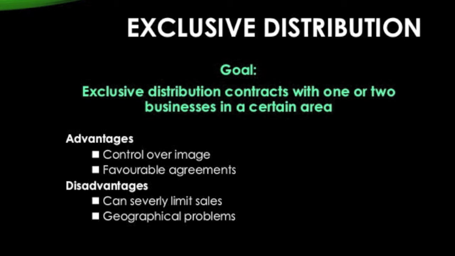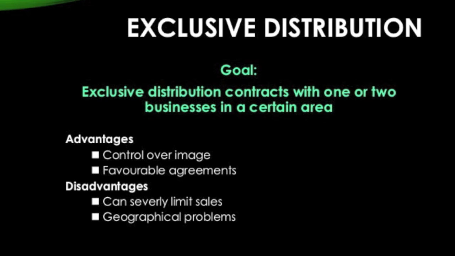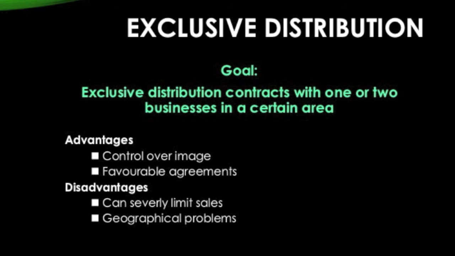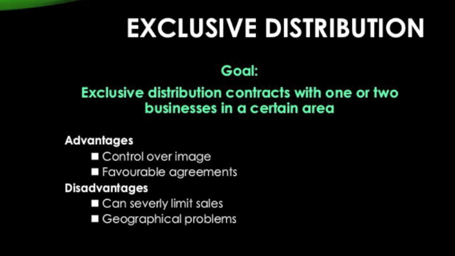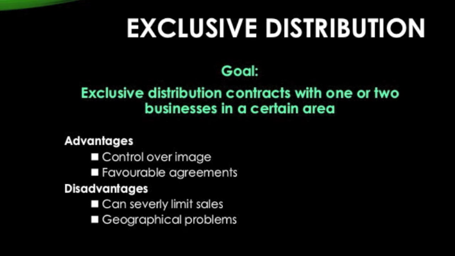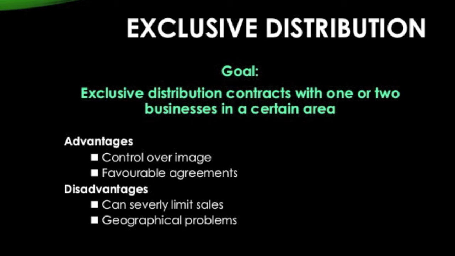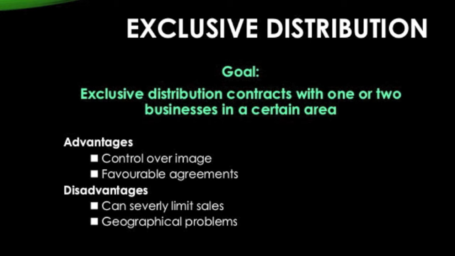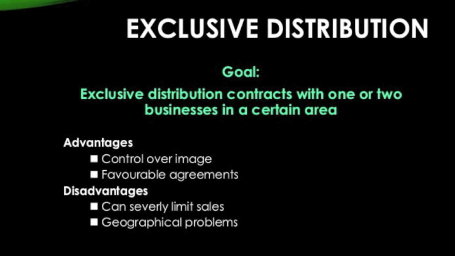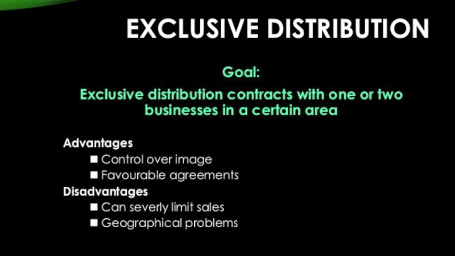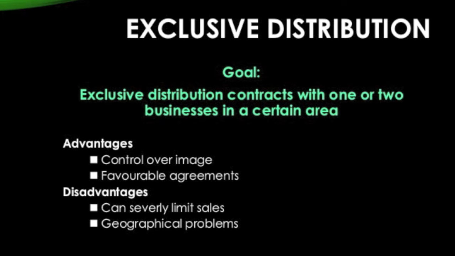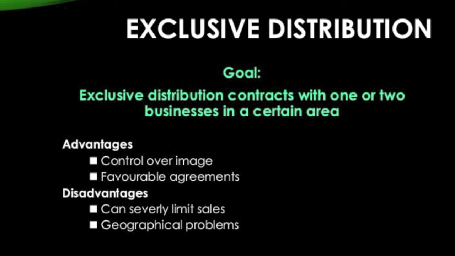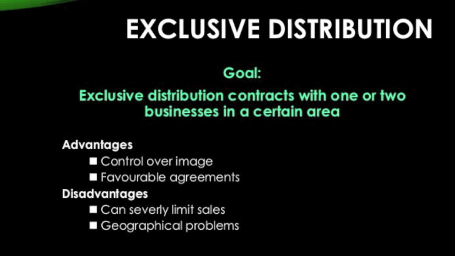Exclusive distribution is next. The goal is, in exclusive distribution, it contracts with 1 or 2 businesses in a certain area. So the advantages of this is having control over your image or brand and favorable agreements. So when you're working with another partner in selling your product and you're able to spend a lot of time and get to know them, then that way you're able to have good agreements on everything and really understand each other. Disadvantages would be that it can severely limit the sales by just having it through 1 exclusive channel or 2, and the geographical problem in that your products are not reaching as many places as it could, which could increase your sales if it wasn't so exclusive.